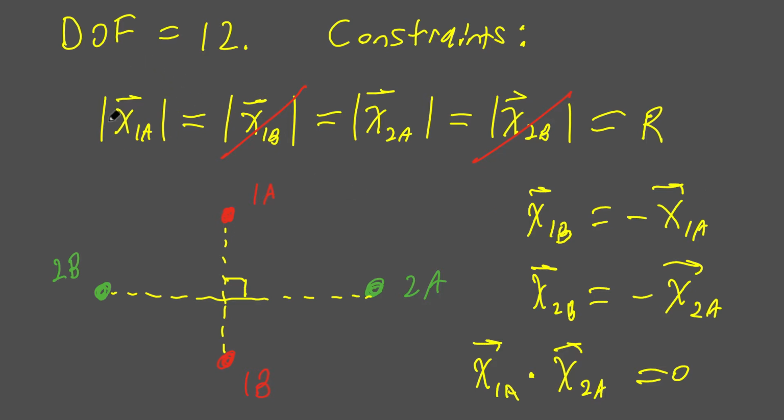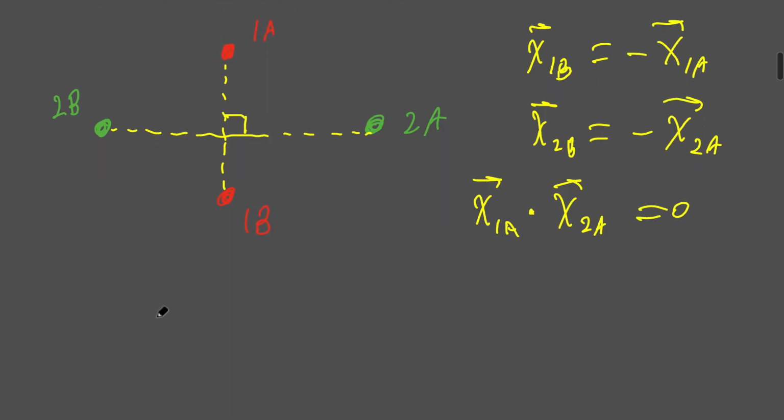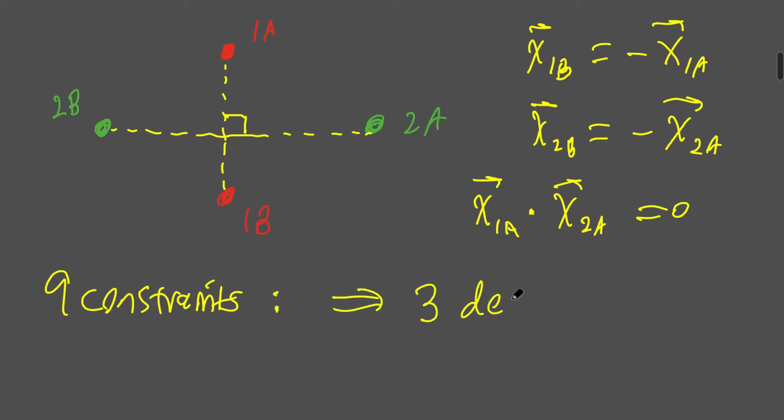All right, so this is our complete set of constraints, and let's do the counting here. We have this equals r, that's 2 constraints. These are 2 vector relations, so that's 3 more, and 1 more constraint here. So 2, 3, 4, 5, 6, 7, 8, 9 constraints. And we started with 12 degrees of freedom, so that leaves us with 3 degrees of freedom, which is the correct number of degrees of freedom for a rigid body with 1 point fixed.